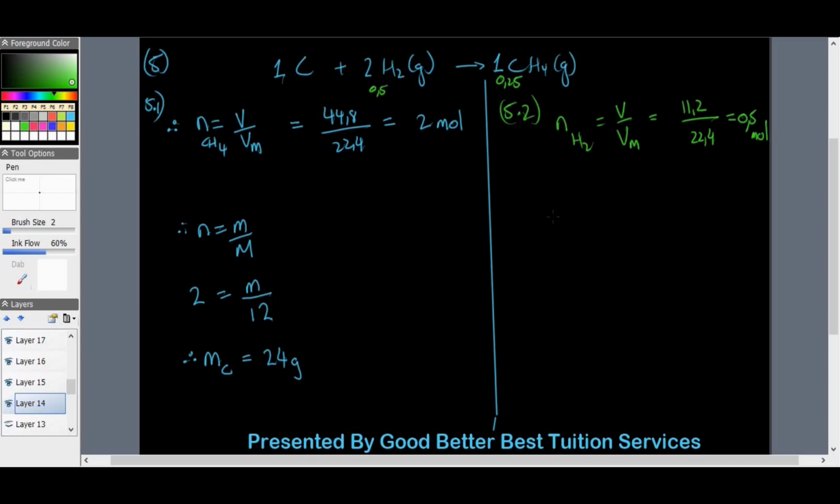Again, they asked if that was the volume of hydrogen gas, what volume of methane would be formed? So n is equal to V divided by Vm. The number of moles of methane now is 0.25, equal to the volume divided by 22.4. We times both sides by 22.4, and therefore the volume of methane formed if 11.2 decimeters cubed of hydrogen gas were used is 5.6 decimeters cubed. And that brings us to the end of question 5.